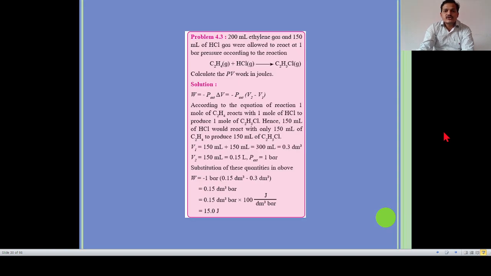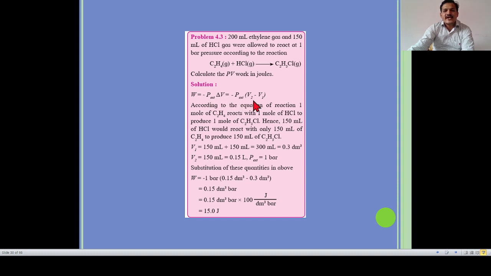Now problem number 2: 200 ml of ethylene gas and 150 ml of HCl gas were allowed to react at 1 bar pressure, according to the reaction C2H4 gas plus HCl gas gives C2H5Cl gas. Calculate PV type of work in joules. Let us start the solution. Our formula is the same: in expansion, W is equal to minus Pex into delta V.